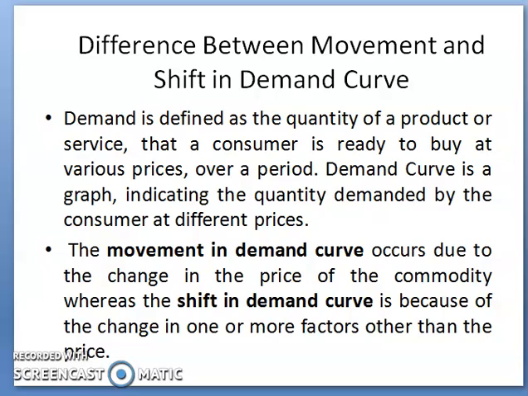So there are two concepts. First is movement in demand curve and the second is shift in demand curve. What is the difference between these two? Movement in demand curve occurs due to the change in price of the commodity, whereas the shift in demand curve is because of the change in one or more factors other than price.